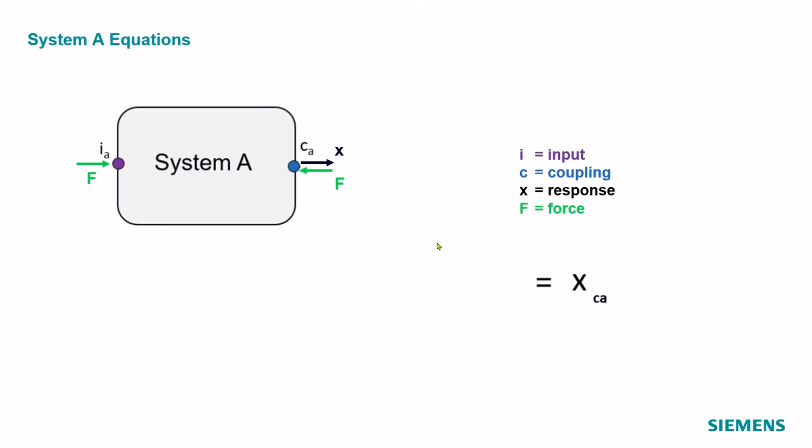So we have one function or one value that we're trying to compute here, and that's the response at the coupling location of System A. That's going to be the force at the input multiplied by this cross term FRF, so the response at CA from IA. We're going to add to that the effect of the force at CA to CA. So this cross FRF multiplied by this force multiplied by the local impedance FRF. Those two summed together will give us the response at the coupling location on System A.